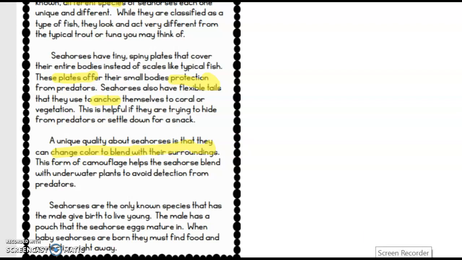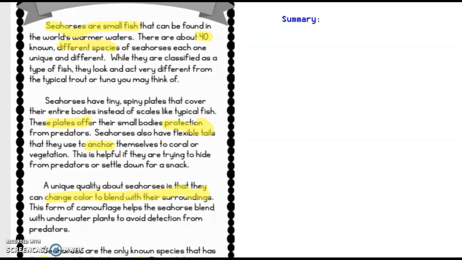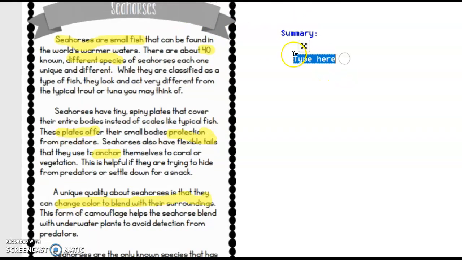And then last but not least, seahorses are the only known species where the male gives birth to young. The male has a pouch, and when baby seahorses are born, they find protection right away. So the males give birth to the young. So that would be our main idea. So you would look at each individual paragraph and think to yourself, what are these paragraphs mainly about? And then you want to create a summary in your own words. So you're taking this information and putting it into your own words.